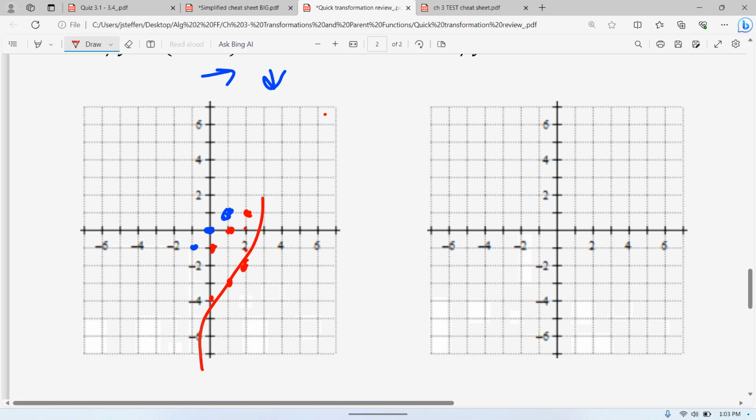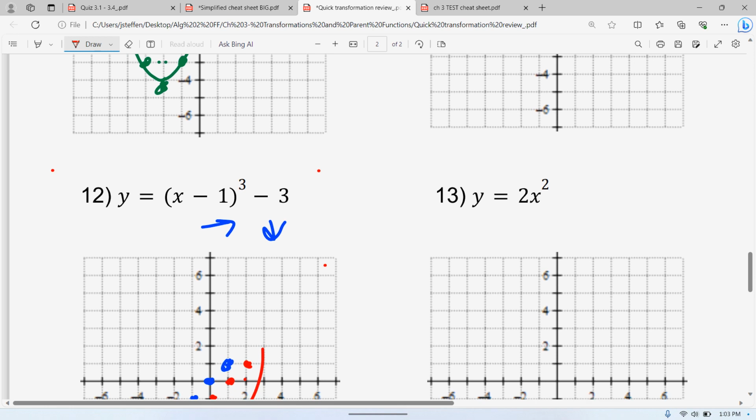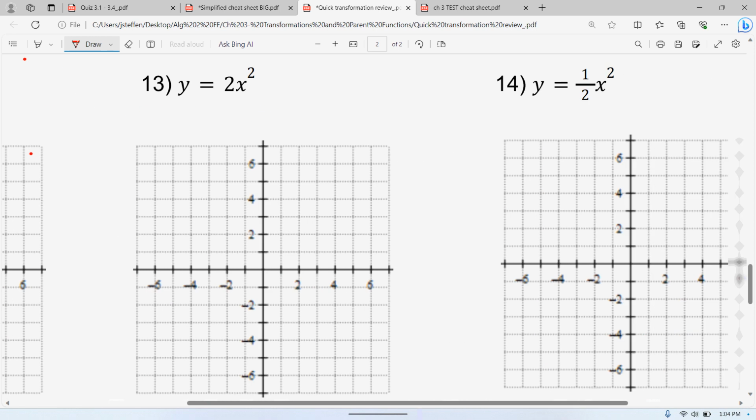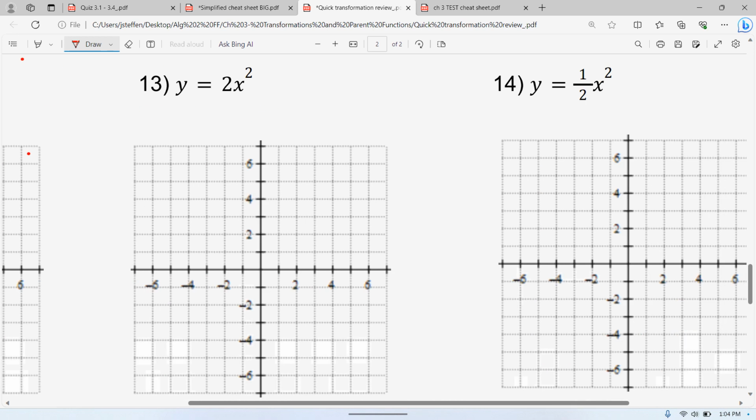Now, number 13, this is the first one. We have a stretch or compression in here, and it is a little bit challenging. A lot of people miss these. Horizontal stretch or compression, you're multiplying whatever that number is by your horizontal coordinate.